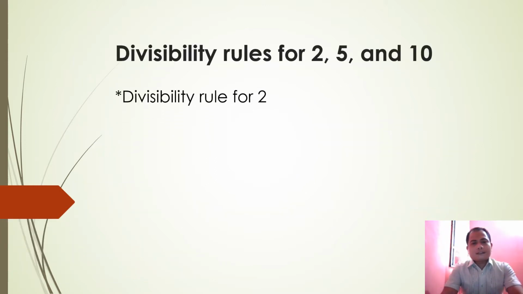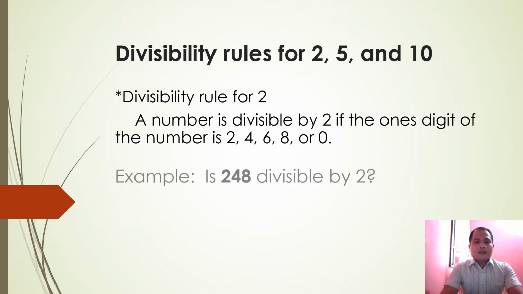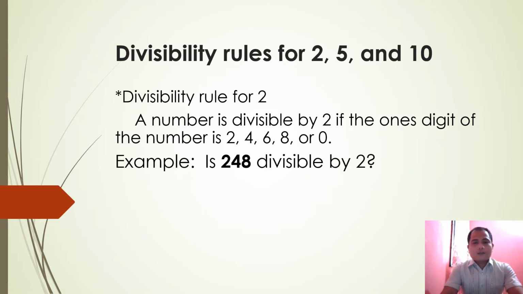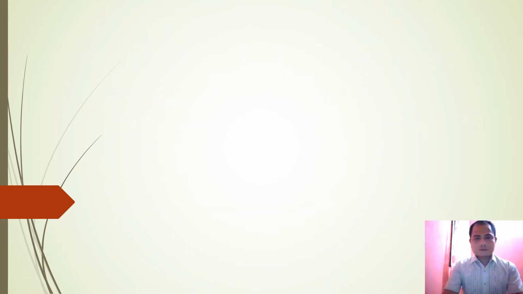So to begin with, let's discuss the divisibility rule for 2. A number is divisible by 2 if the ones digit of the number is 2, 4, 6, 8, or 0, or any number that ends with 2, 4, 6, 8, or 0, or what we call the even numbers. Let's have an example. Is 248 divisible by 2? Let's check. The last number is 8, the ones digit. Therefore, 248 is divisible by 2.